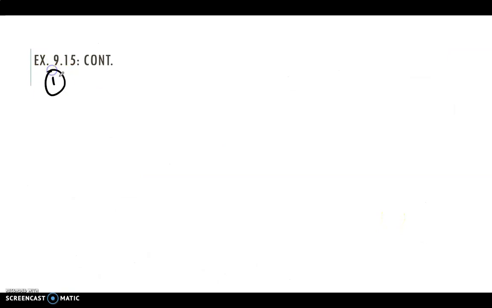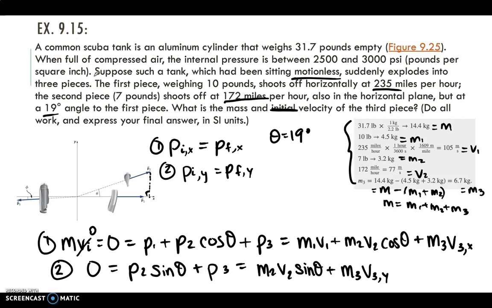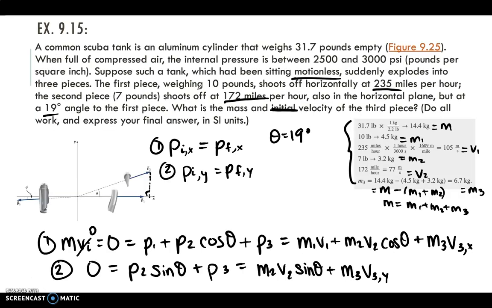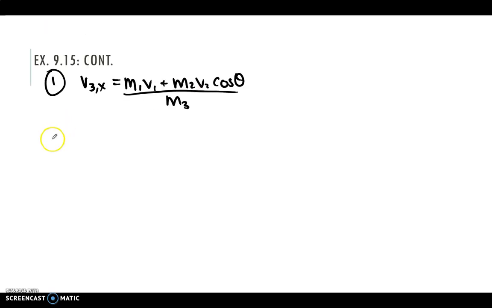So from 1, I'm going to solve for v3x. We have v3 comma x is equal to m1 v1 plus m2 v2 cosine theta all over m3. Let me double check that, make sure that's correct. Yes, okay. And so we can go ahead and find this now.